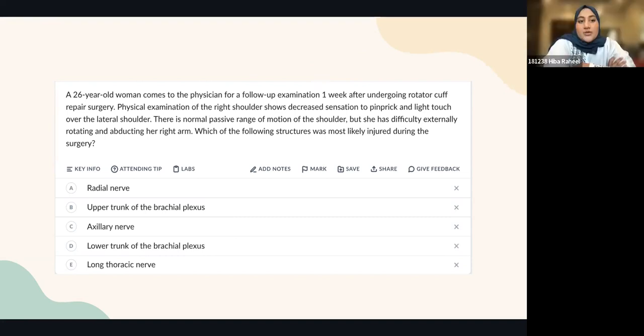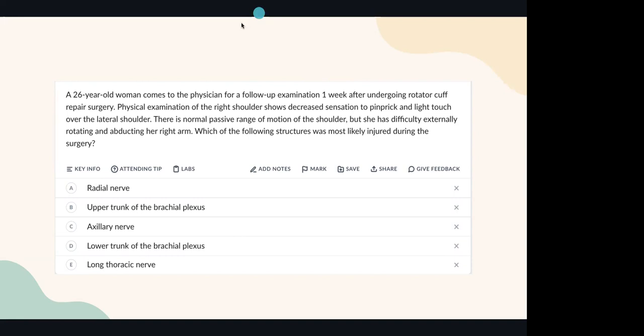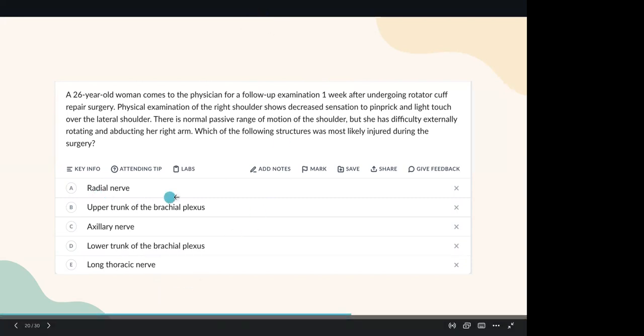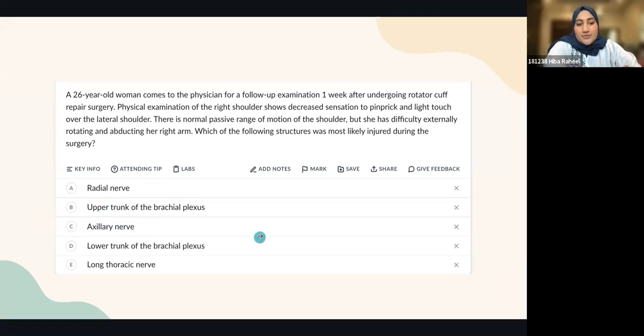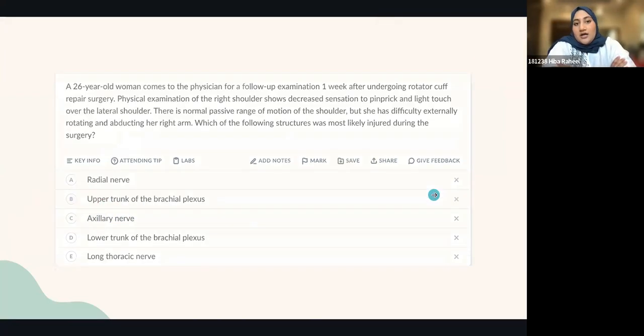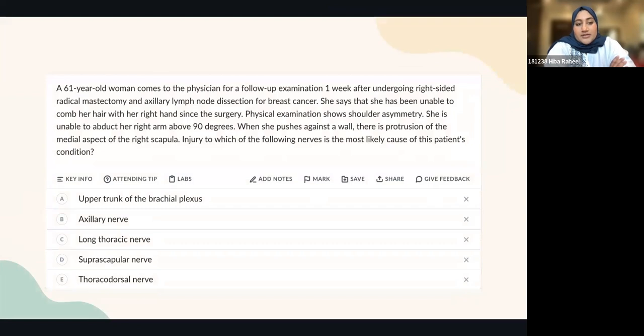It's okay, no worries. So abduction is definitely by the deltoid, and the external rotation is done by the teres minor, as someone correctly mentioned in the chat. So those are the muscles that are damaged here, right? And so what nerve supplies these two muscles? Axillary. Yeah, very good. So the axillary nerve is the one that is damaged. Good job, both of you who answered and the ones who answered in the chat. All right, let's move on to the next question.